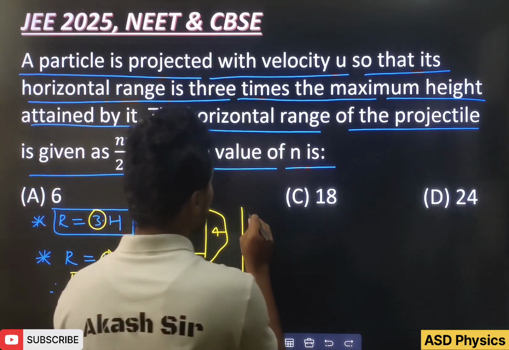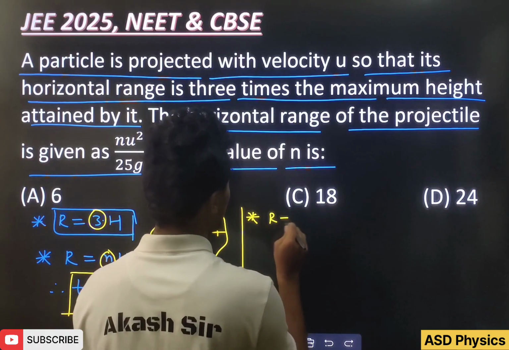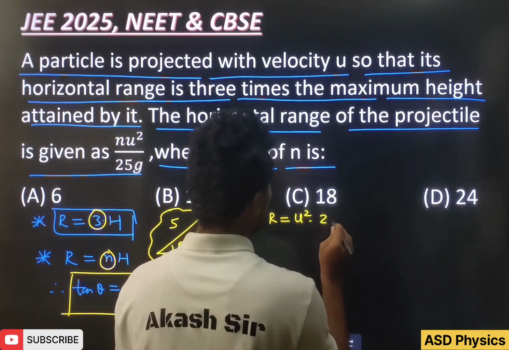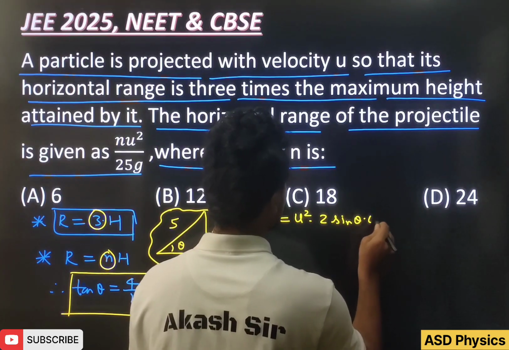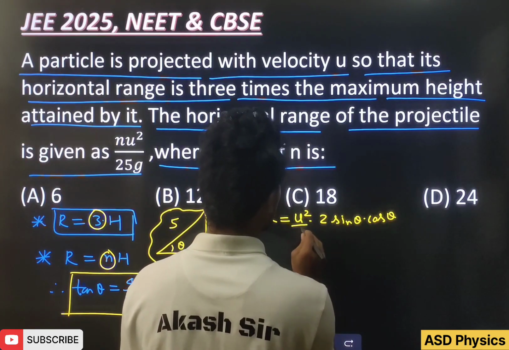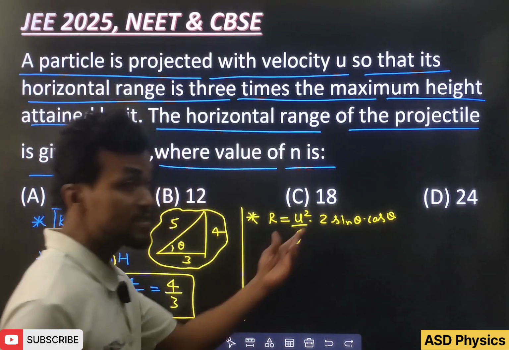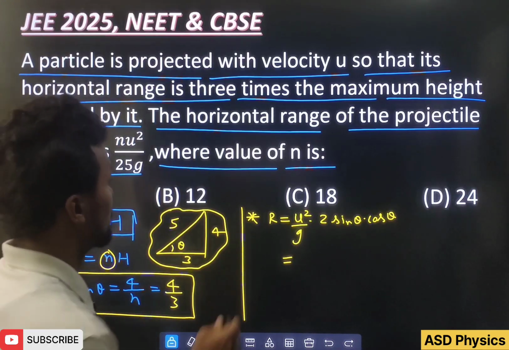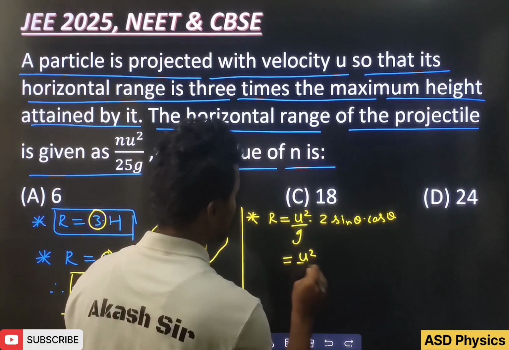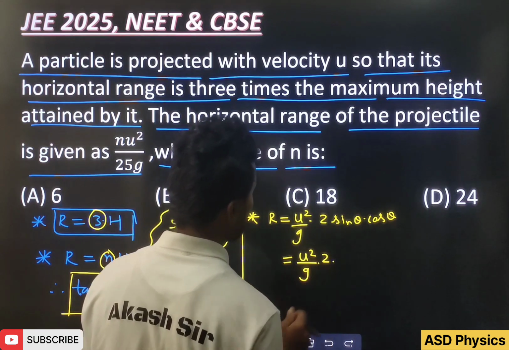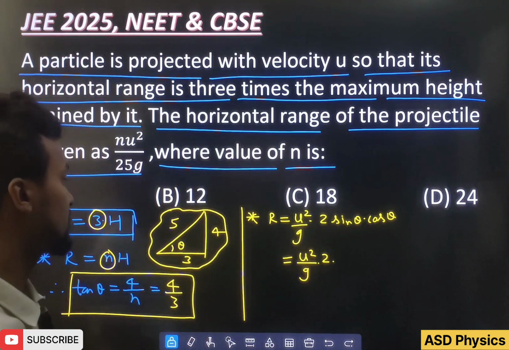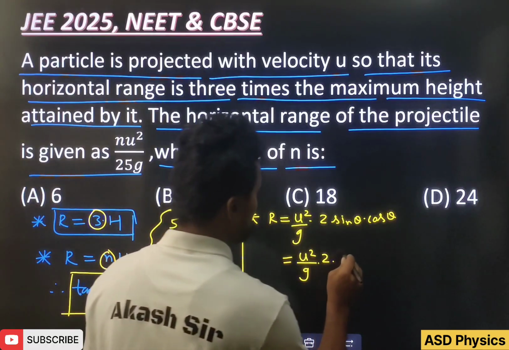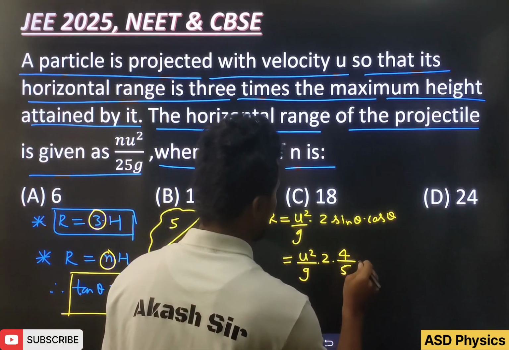Now the value of the range is given as u square sine 2 theta by g. So u square sine 2 theta means 2 sine theta cos theta by g. The sine theta and cos theta values we will put from here. First, u square is as it is, so u square by g into 2, sine theta. Sine theta will be opposite by hypotenuse, so it will become 4 by 5.